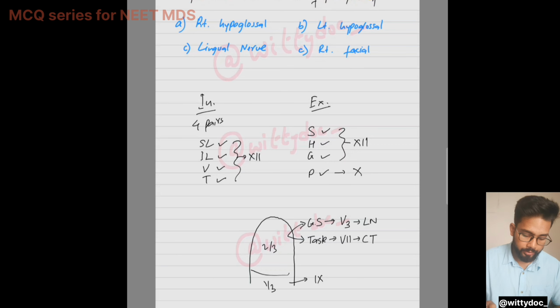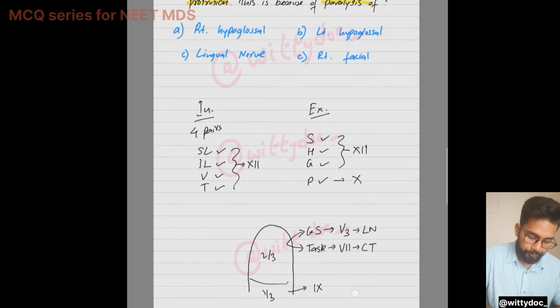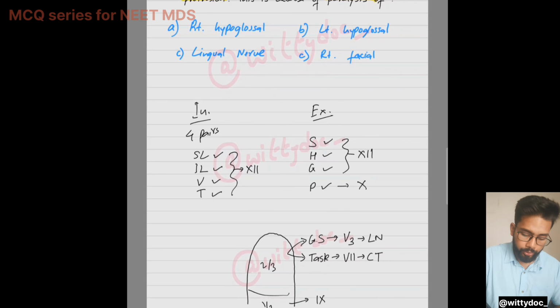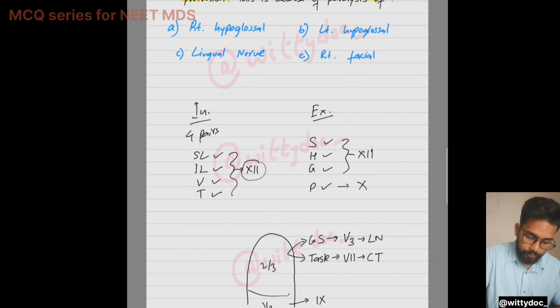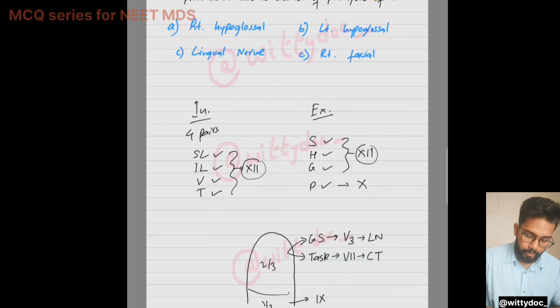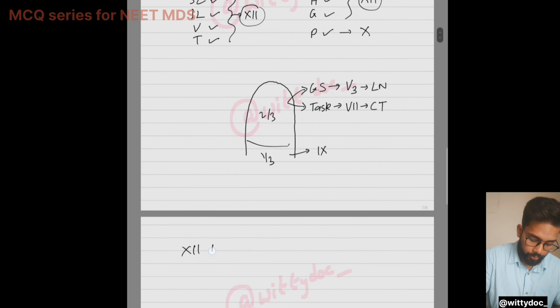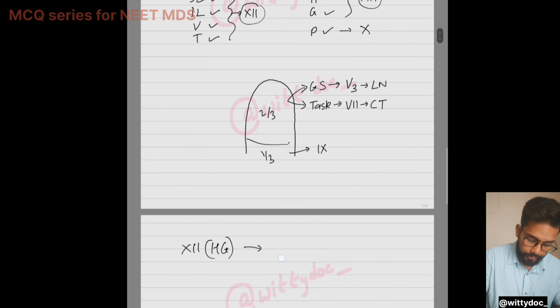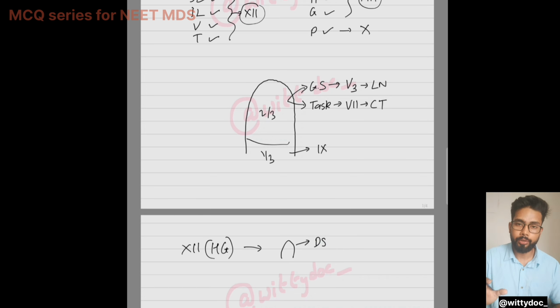Let's look at the pathology of these nerves. If there is a lesion involving the hypoglossal nerve, these muscles will be involved. So a 12th nerve or hypoglossal nerve lesion will involve the tongue, and the tongue will deviate towards the diseased side. Okay, we are studying pathology now. So lesions in the hypoglossal nerve will lead to tongue deviation towards the diseased side on protrusion.